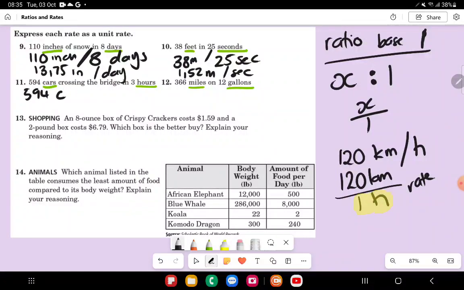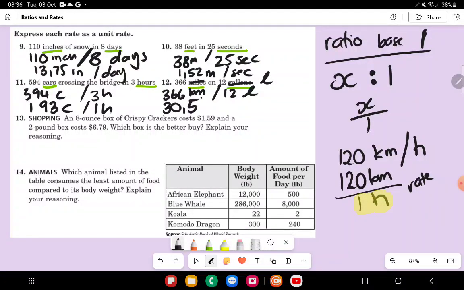594 cars crossing a bridge in 3 hours. So 594 divided by 3 means it's 194 cars in 1 hour. 366 miles, we can change that to kilometers per liter. So 366 kilometers in 12 liters of fuel. So 366 divided by 12 gives me a number of 30,5 kilometers in 1 liter.